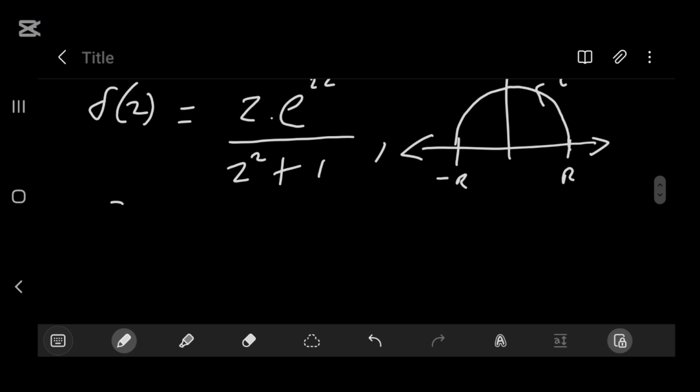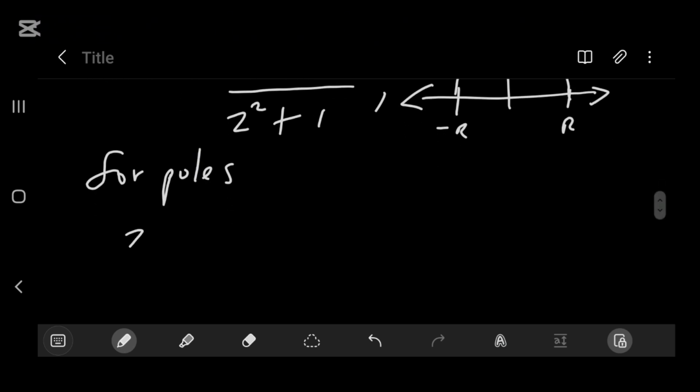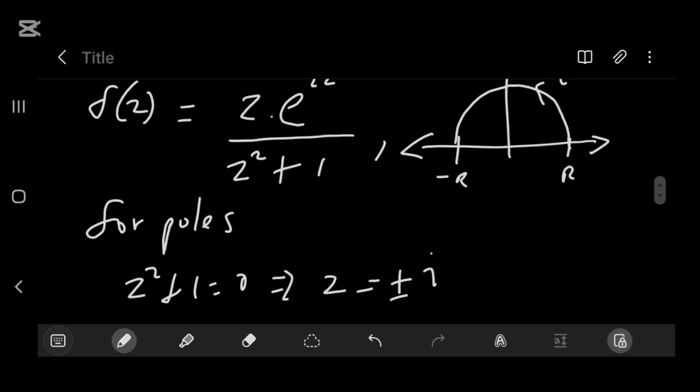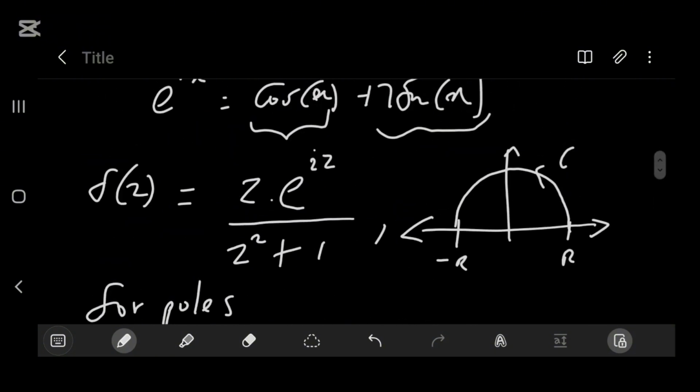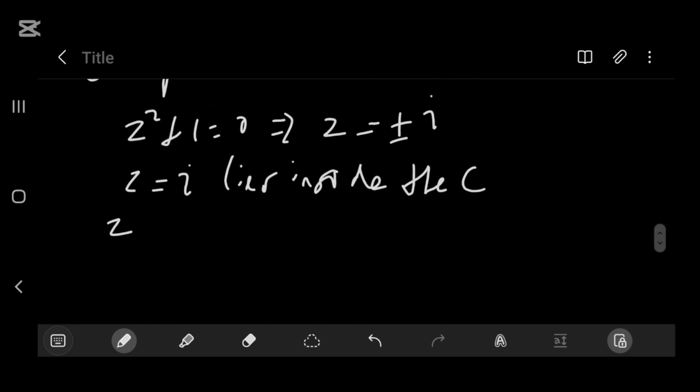For poles, we have z squared plus 1 equals 0, where we get z equals plus or minus i. We can now see that z equals i lies inside the curve C, because it has a positive imaginary part, but minus i lies outside, so we don't need to worry about this part.